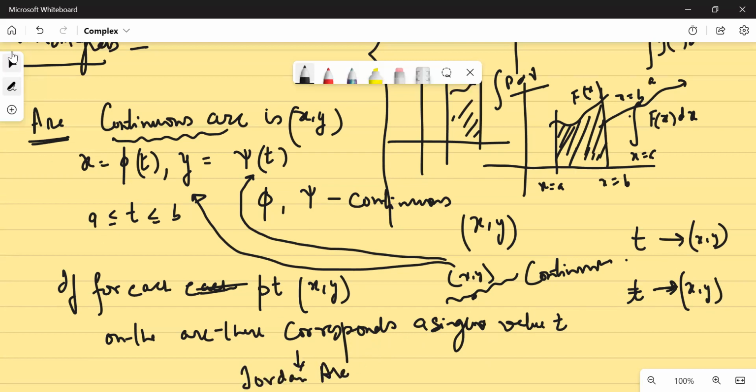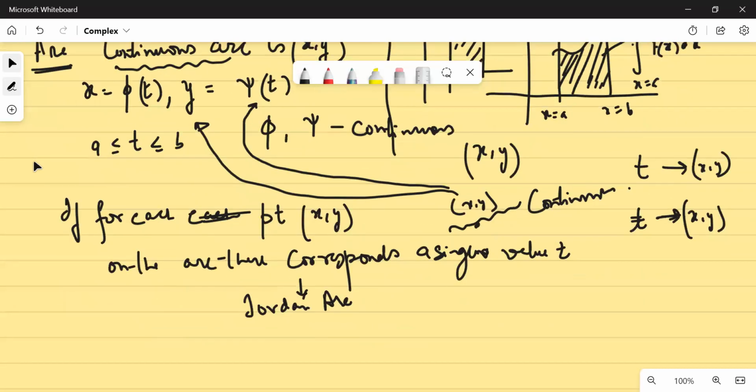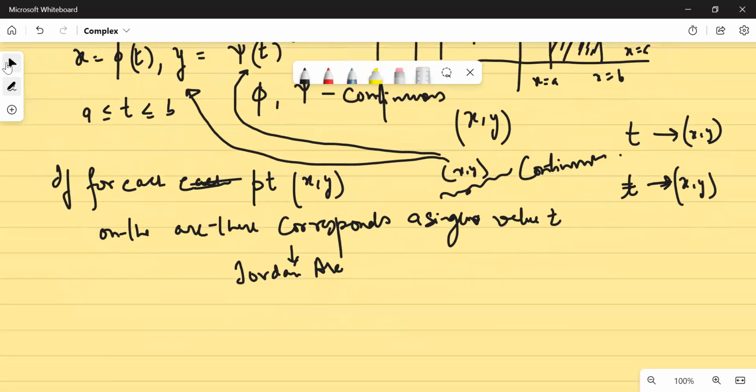Okay, these are just definitions, don't worry about it. So for example, if I say, what would be a line in that particular case? Let us understand. Let's say a line passing through origin.